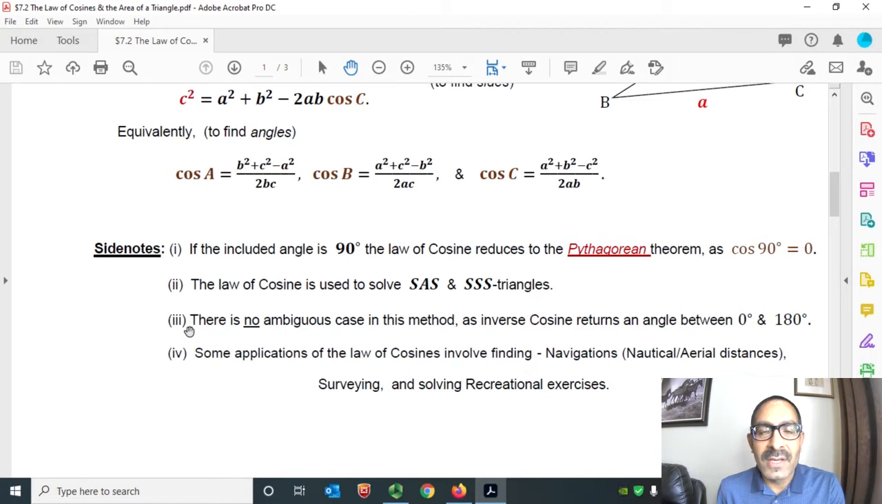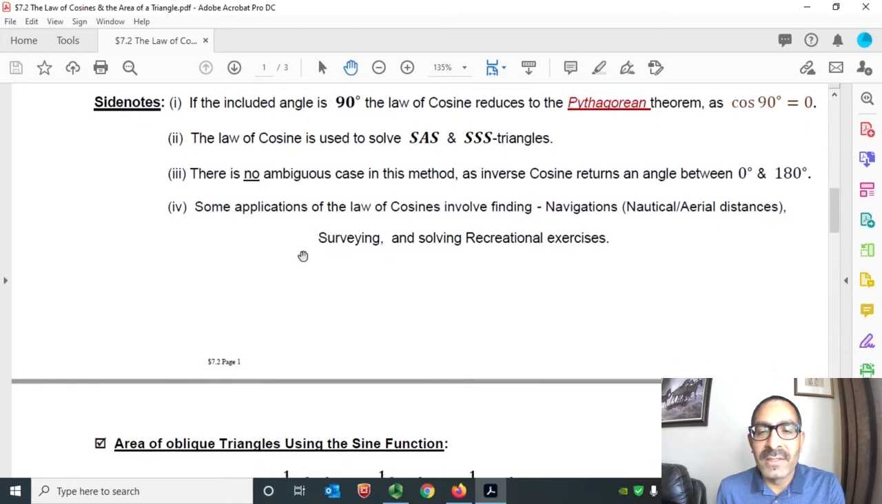There are three angles and three sides of a triangle. 3. There is no ambiguous case in this method, as inverse cosine returns an angle between 0 and 180 degrees. 4. Some applications of the law of cosine involve navigation, surveying, and solving recreational exercises.